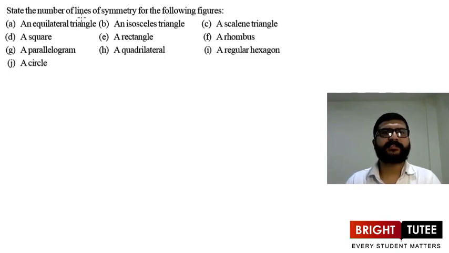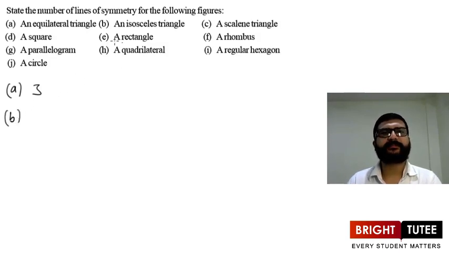Now the question is, state the number of lines of symmetry for the following figures. The first one here is an equilateral triangle. We know for an equilateral triangle there are 3 lines of symmetry, because for a regular n-sided polygon there are n lines of symmetry, and an equilateral triangle is a 3-sided polygon. This is a regular 3-sided polygon, so there will be 3 lines of symmetry.